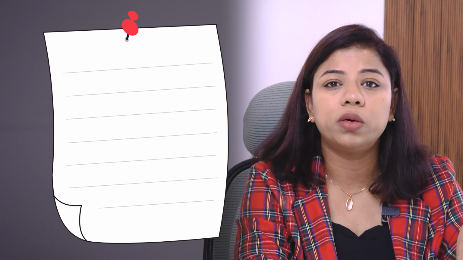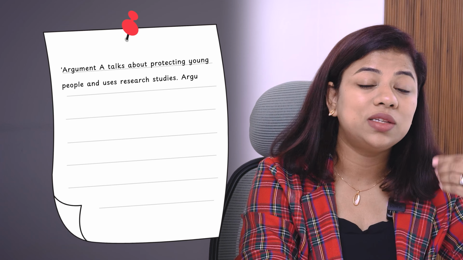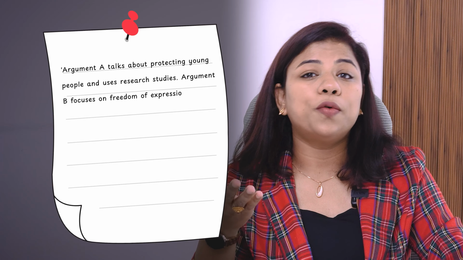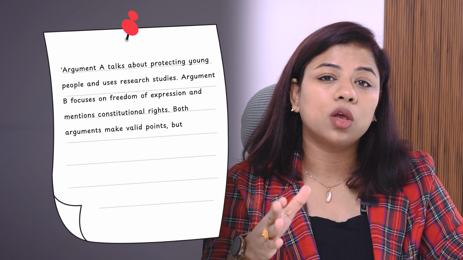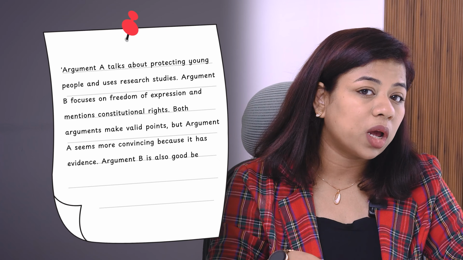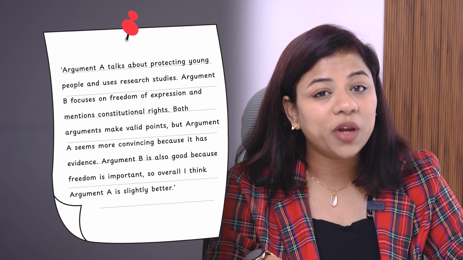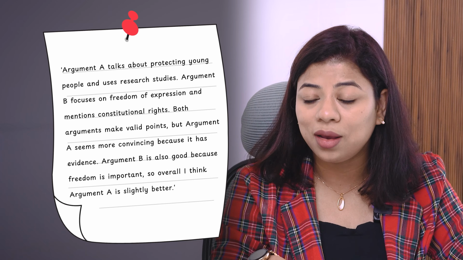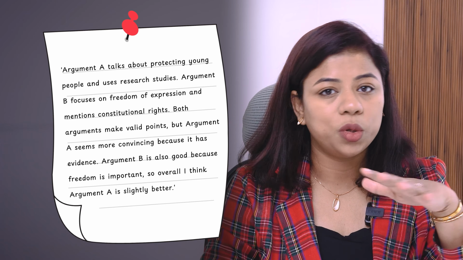So she showed me her latest practice answer evaluating 2 arguments about social media regulation. Her response was: argument A talks about protecting young people and uses research studies, whereas argument B focuses on freedom of expression and mentions constitutional rights. Both arguments make valid points, but argument A seems more convincing because it has evidence. Argument B is also good because freedom is important. So overall, I think argument A is slightly better. The result was 3 marks out of 8, which is level 2.